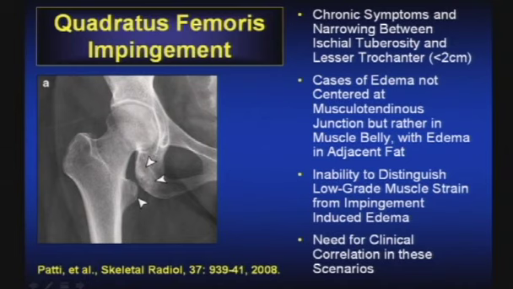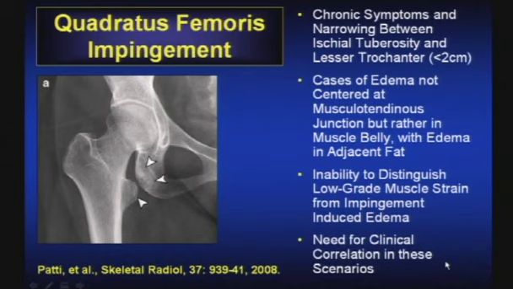And these were nicely described by Patty et al. in their series. So what they describe are chronic symptoms in patients who have a narrowing between the ischial tuberosity and the lesser trochanter, the narrowing less than 2 centimeters, they say. They say that the cases of edema are not centered at the musculotendinous junction, but usually within the muscle belly, and they also have inflammatory changes or edema in the adjacent fat.